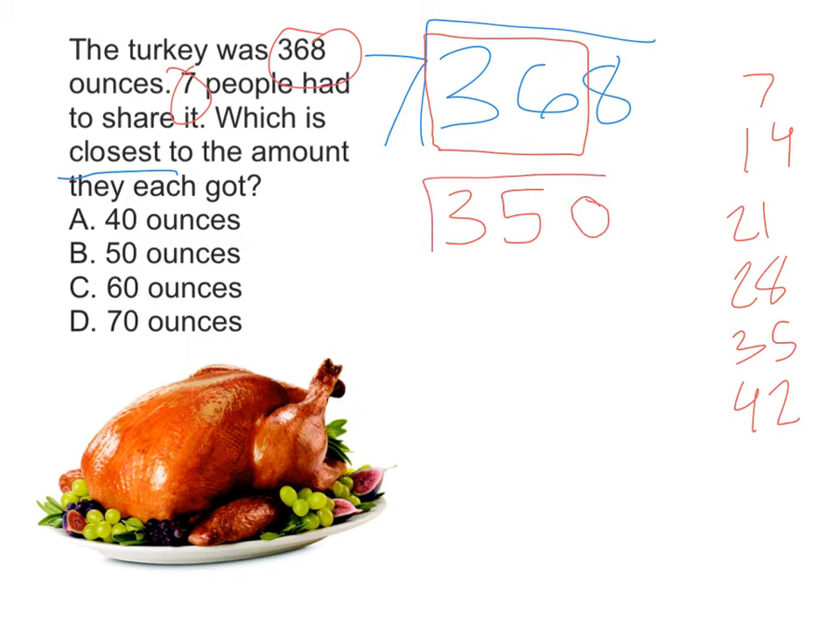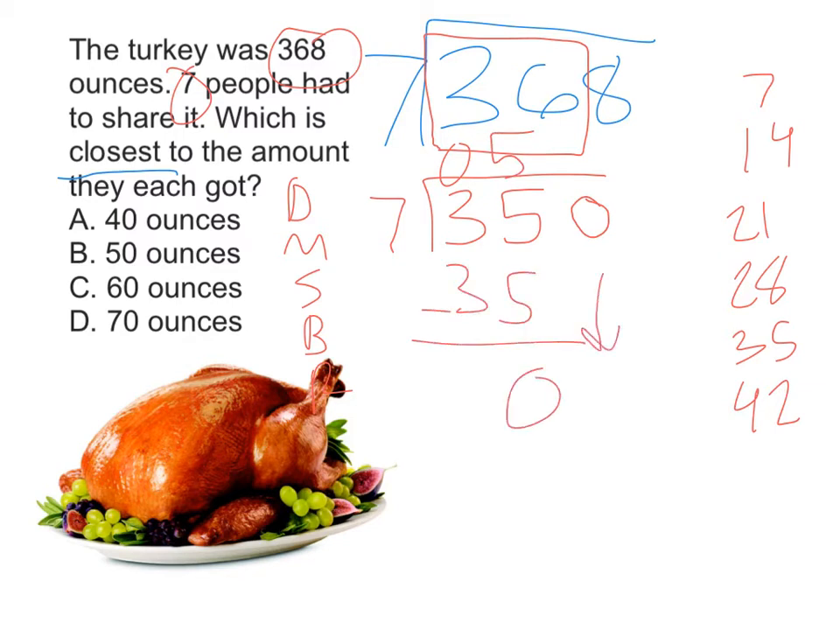Now I can divide it using my same steps. Divide, multiply, I might as well write that down. Divide, multiply, subtract, bring down, and repeat. So 7 goes into 3 0 times. I'm going to skip the step of multiplying that. I'm just going to move over. So 7 goes into 35 5 times. 7 times 5 is 35. Subtract, bring down. How many times does 7 go into 0? Obviously it goes in 0. 7 times 0 is 0. Subtract, bring down, nothing left.